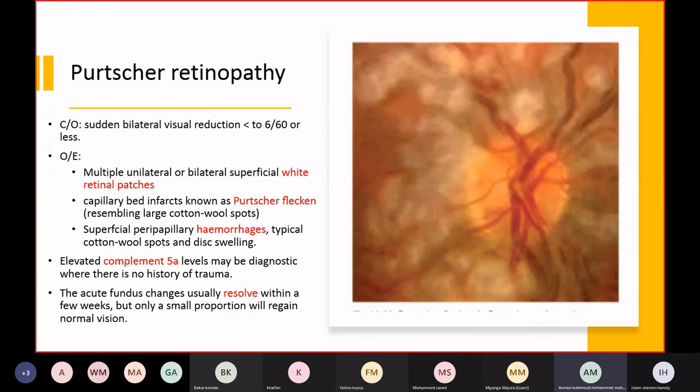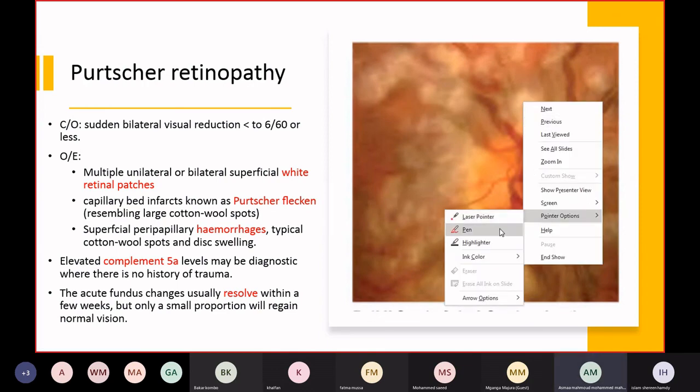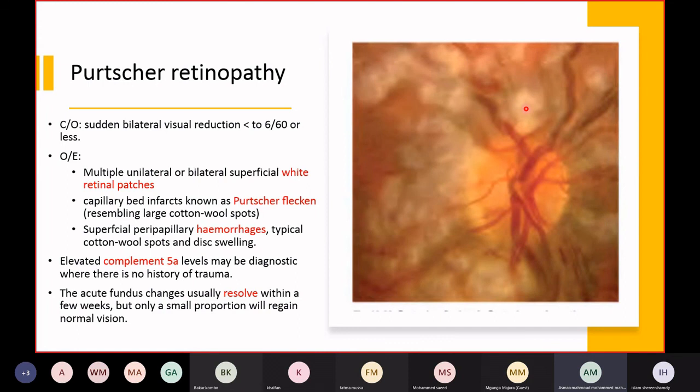This is a complement-mediated embolism of the retinal vessels, which leads to areas of focal retinal necrosis, which is called the Purtscher Flecken. These parts, just let me have the pointer back. So these parts, and it may have some hemorrhages and some disc swelling may occur. Usually, those patients have high complement C5a levels. If there is no history of trauma and you think that the patient is having Purtscher retinopathy, you may request this investigation. Usually, those acute fundus changes will settle down over time, but the vision may not come back to normal. Okay?